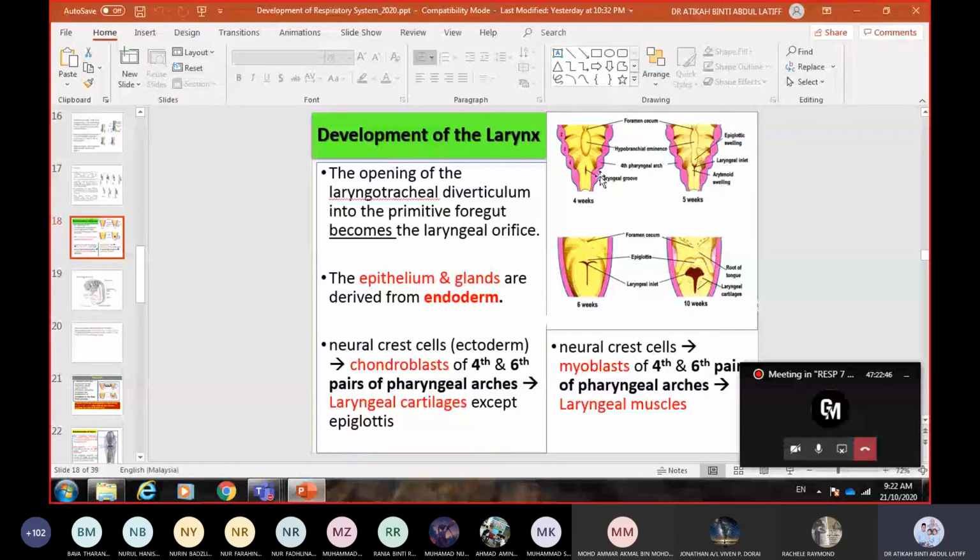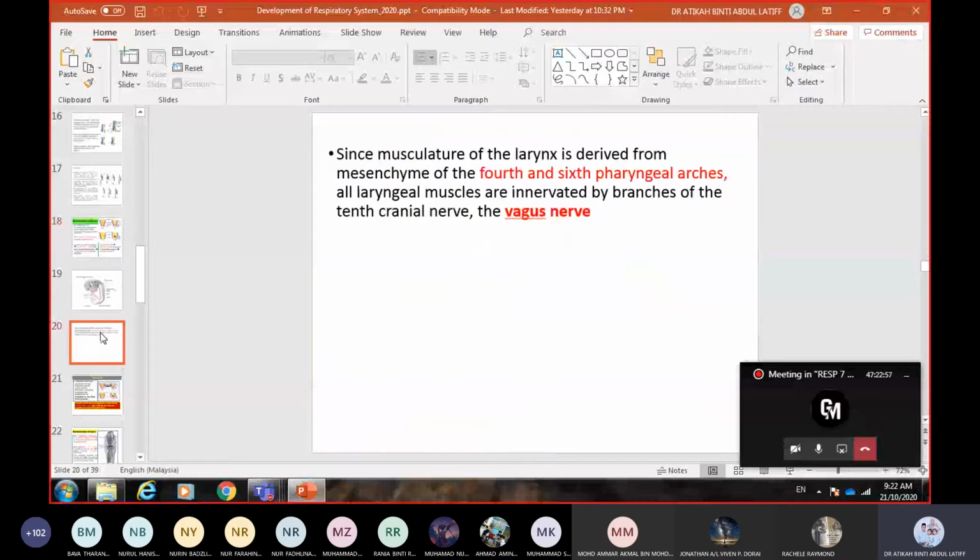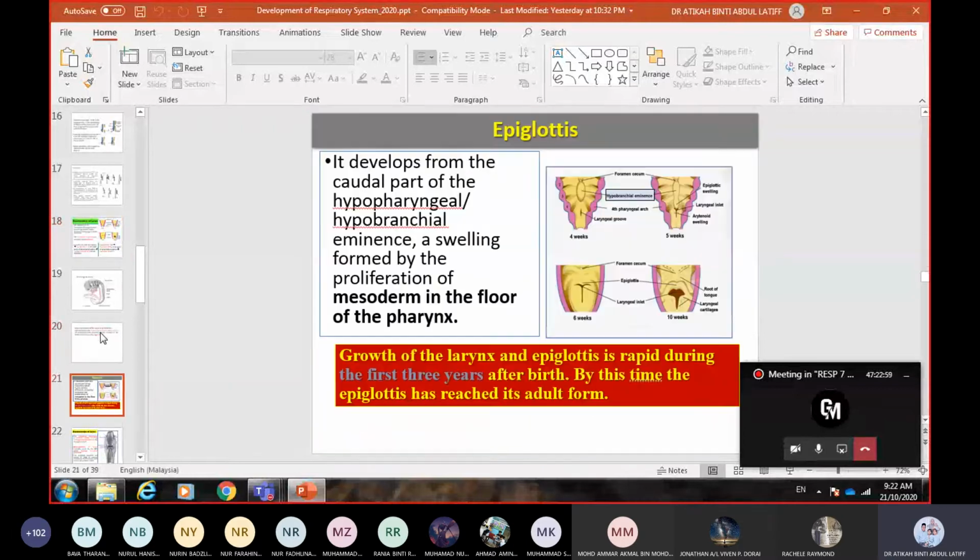The neural crest cells, which is the ectoderm of the fourth and sixth pharyngeal arches, will form from the chondroblast, will form the cartilage. The myoblast will form the muscles. Okay, and they are innervated by the vagus nerve. The epiglottis is formed by the hypobranchial eminence.